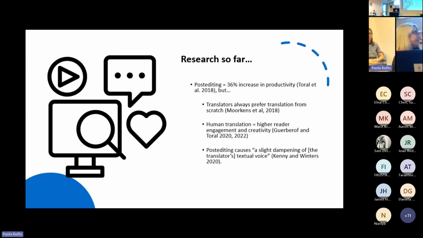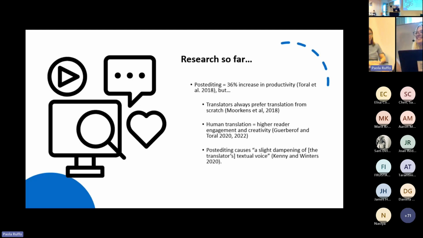In terms of research, it has tended to focus primarily on machine translation post-editing, which again is the practice of starting with a machine translation output, and the literary translator's job is to edit that output until it reaches the quality that they desire. Some research in these areas found that, for example, post-editing can increase productivity up to 36%. However, there's also other research, and kind of what Damien was showing as well.